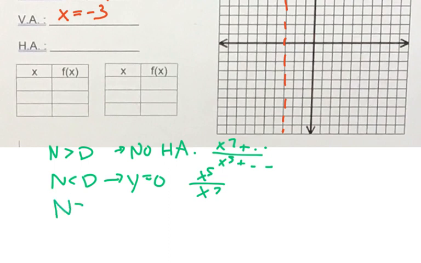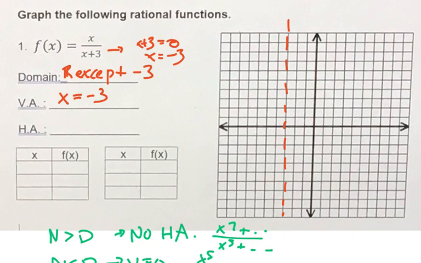If the degree of your numerator is equal to the degree of the denominator, you're going to take the leading coefficients. So if this was b x to the 4th over a x to the 4th, you take these numbers in front, and that would be your horizontal asymptote. So here I have an x to the 1st and an x to the 1st. So these are the same. So I'm going to take the numbers in front. So my horizontal asymptote is at y equals 1.